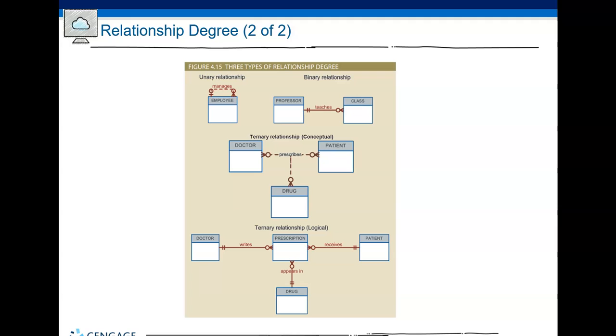And this is the crow's foot version of doing it. The big thing that's missing here is all the attributes that would go inside each one of these. They just kind of left them out for convenience.